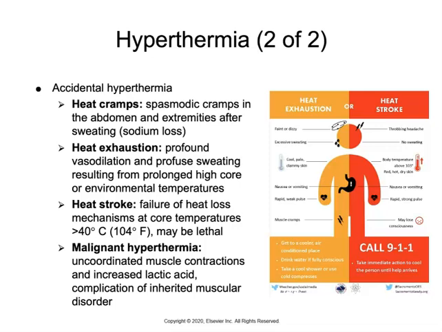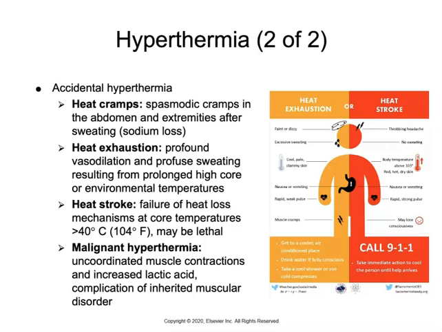Our last type of accidental hyperthermia is malignant hyperthermia, and this is a life-threatening condition that's linked to an inherited muscular disorder, and it's typically triggered by anesthetics or neuromuscular blocking agents that are used during surgery. So if you're doing any type of surgical nursing, you really need to be familiar with this.